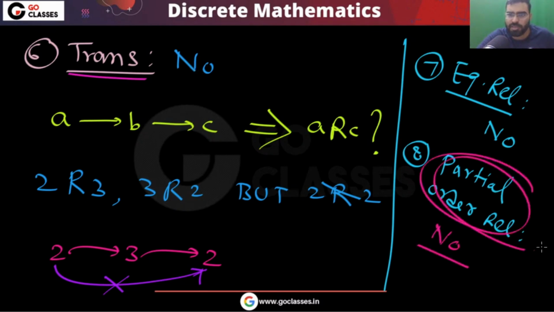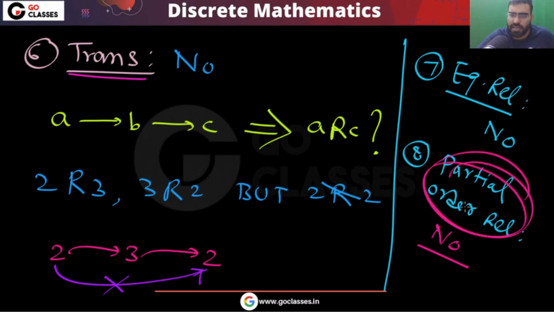A partial order relation must be reflexive, antisymmetric, and transitive. So this is neither antisymmetric, nor transitive, nor reflexive. None of the properties is satisfied. An equivalence relation needs three properties: reflexive, symmetric, transitive. Symmetric is satisfied, but reflexive and transitive are not. So this is not an equivalence relation and not a partial order relation. This is the complete analysis of this question.